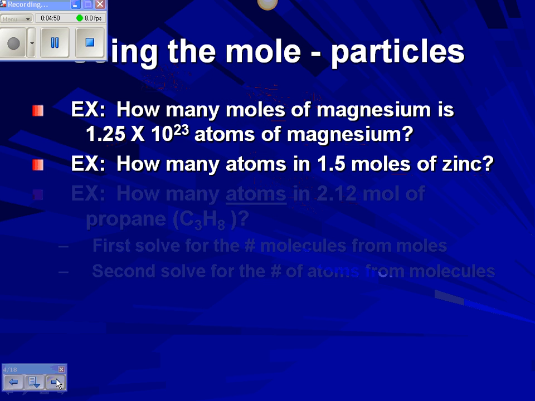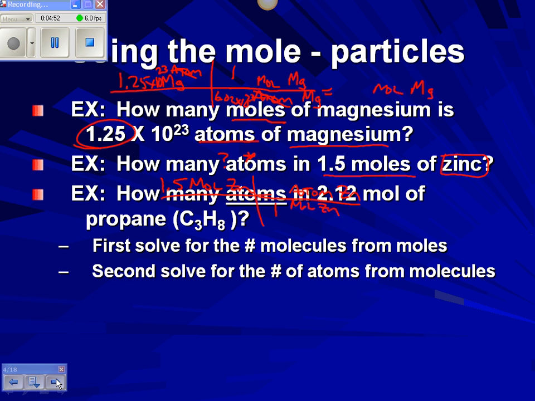Now, if we take a look at another example, I'll have to erase some of this so we can read it a little bit better. Here I want to know how many atoms are in 2.12 moles of propane. Again, I see atom, so I wonder, okay, is this a single element? No, it's not. It's a molecule.